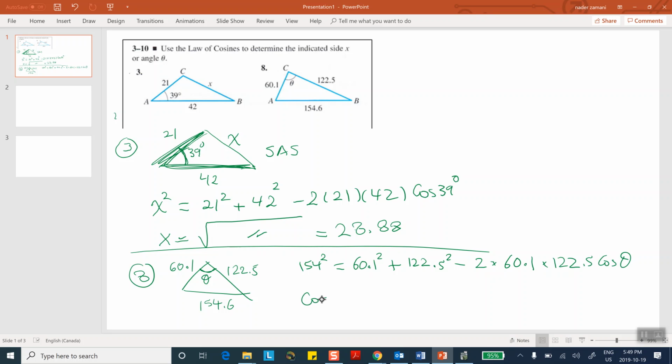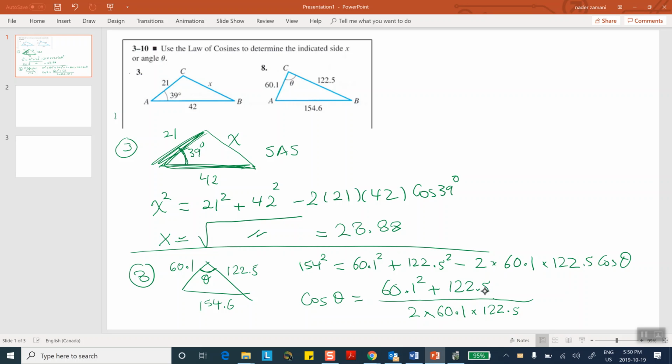So the cosine of the angle between these two sides is equal to, let me write it like that, 2 times 60.1 times 122.5 in the denominator. And then in the numerator, I have 60.1 squared plus 122.5 squared, and then minus 154 squared.